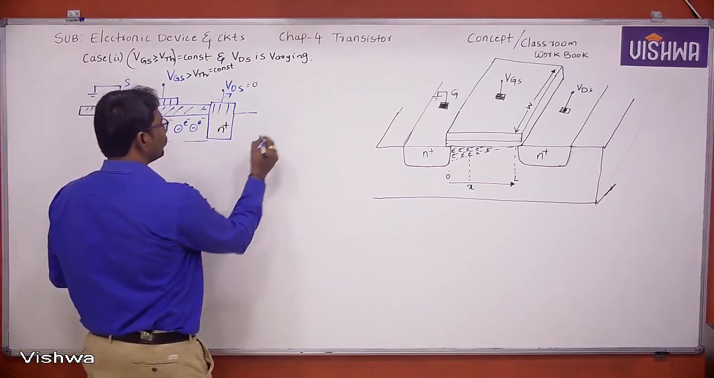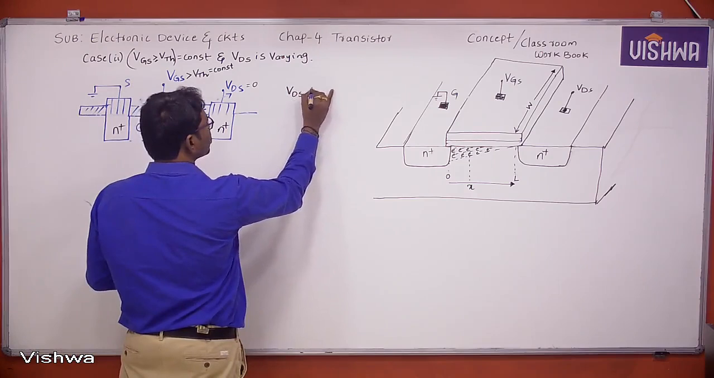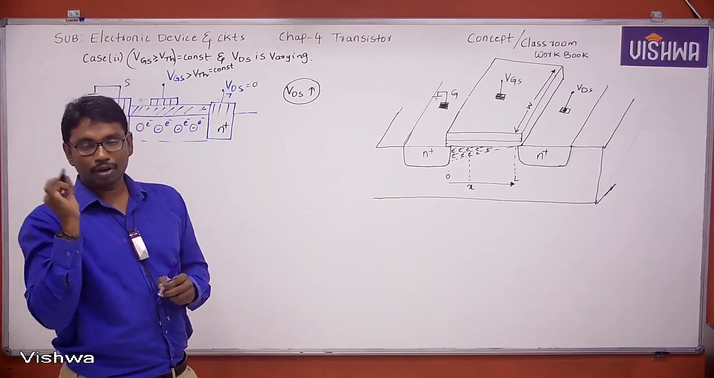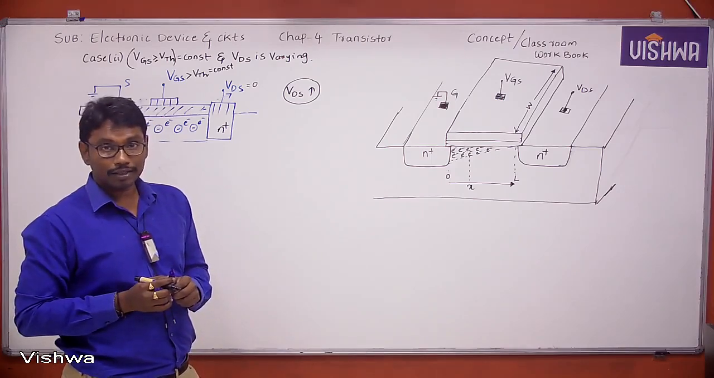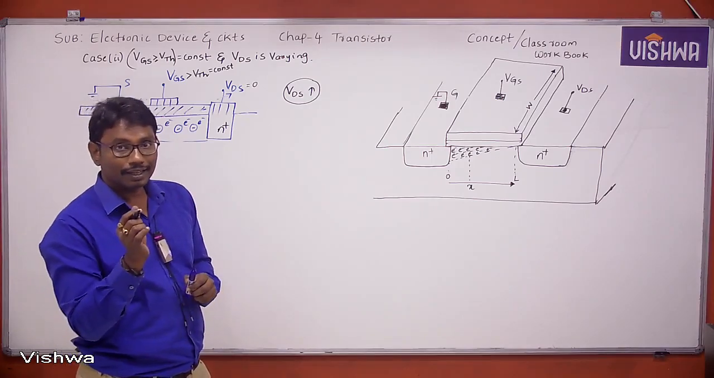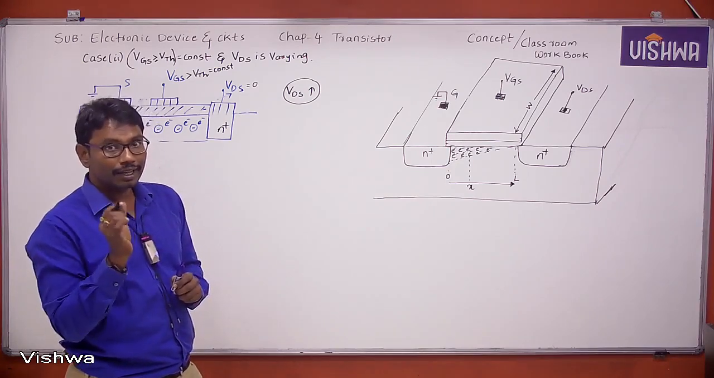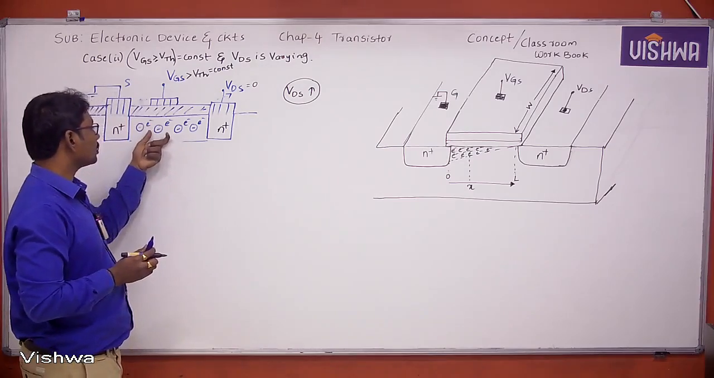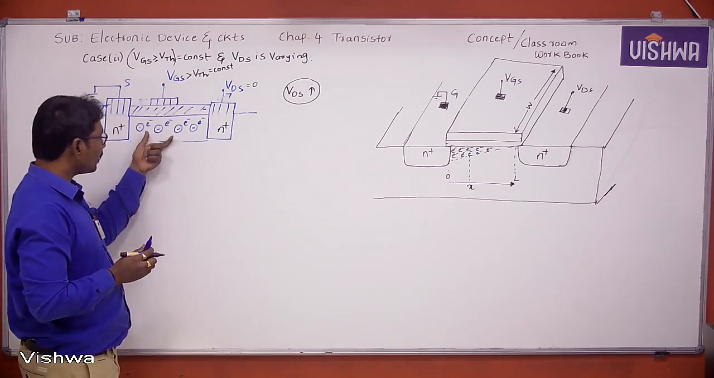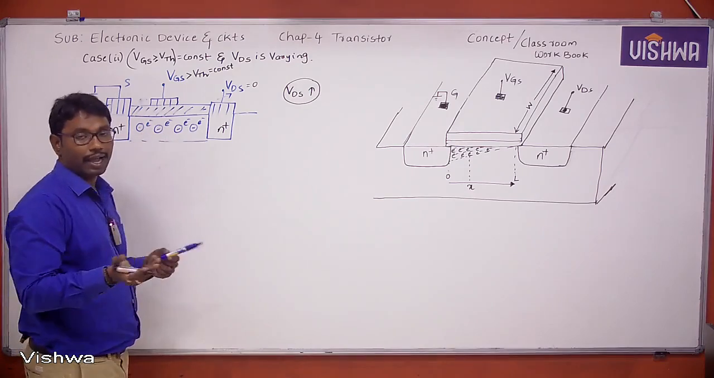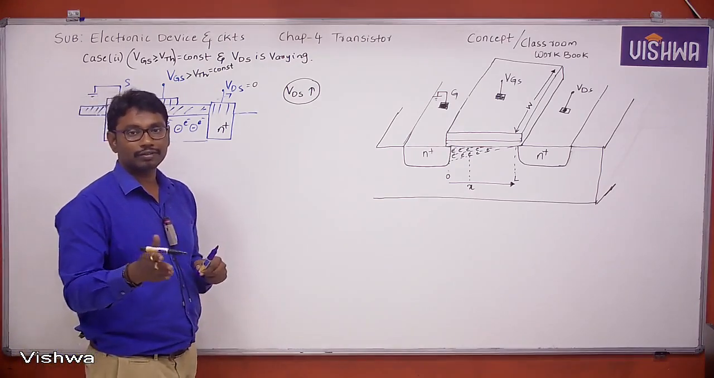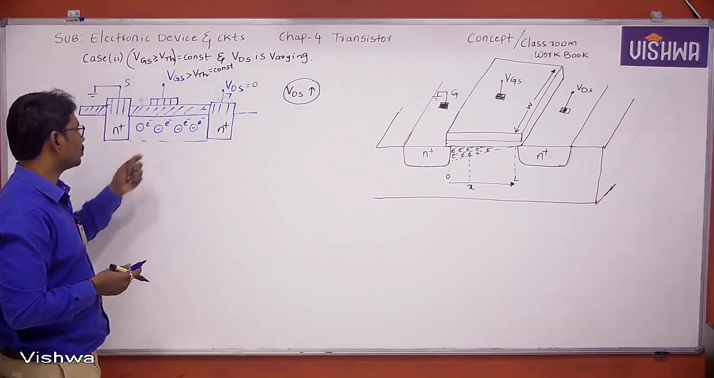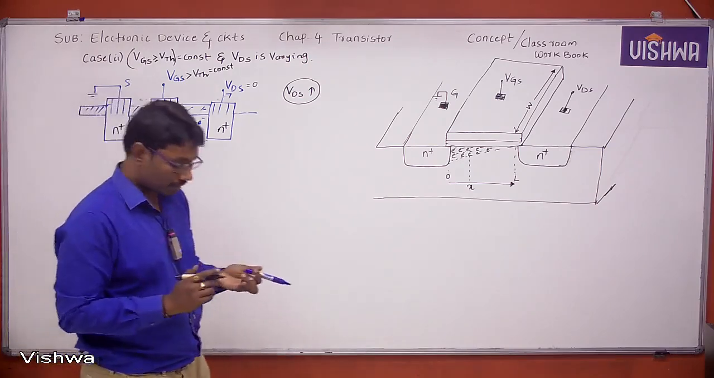Next, when VDS increases by a small amount, what about the current IDS? The current IDS increases linearly with VDS. Why does it increase linearly? Because the MOSFET acts as a fixed value of resistor, meaning the channel acts as a resistor. A resistor is a linear element, so current varies linearly with voltage. Write down these two points first.